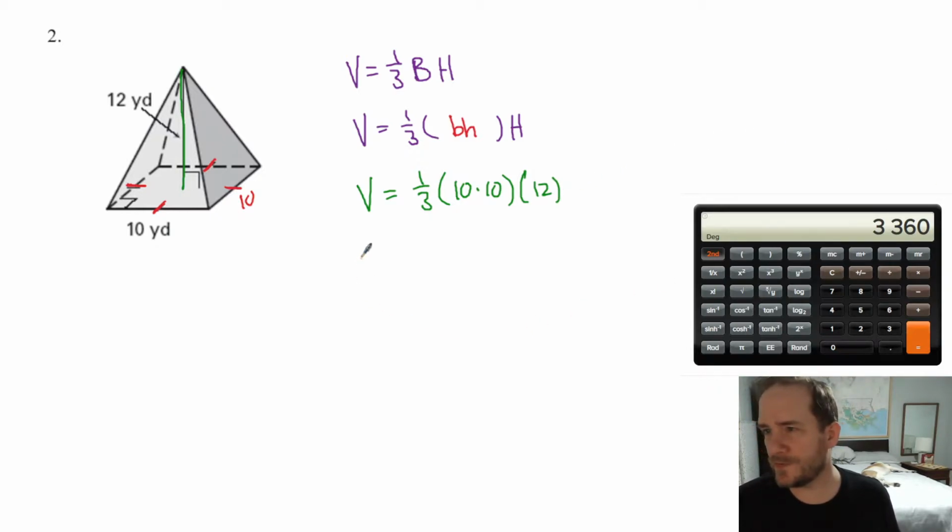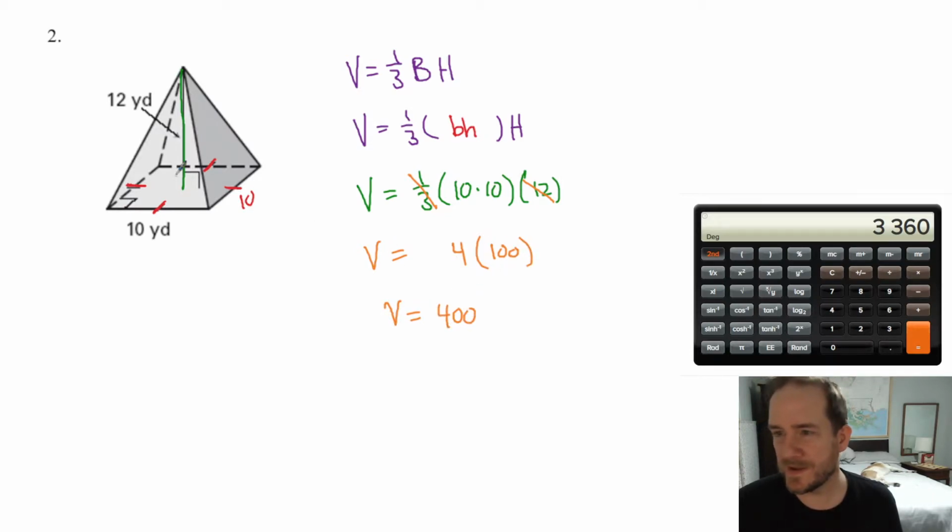Okay, so what can I do? Well, I can do 1/3 of the 12. That's going to give me 4. Then 10 times 10 is 100, and 4 times 100 is 400. So the total volume here must be 400 cubic yards. That's it.